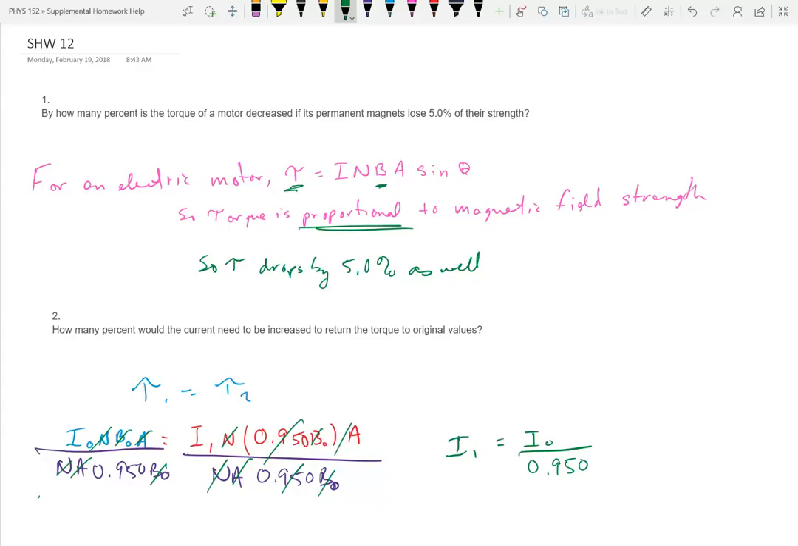Okay. And so the amount it will go up is just take away the 1 and multiply by 100%. So 1.0526, is that right? Yeah, 1.0526. So if you drop the magnetic field by 5%, you have to increase the current by 5.3%.